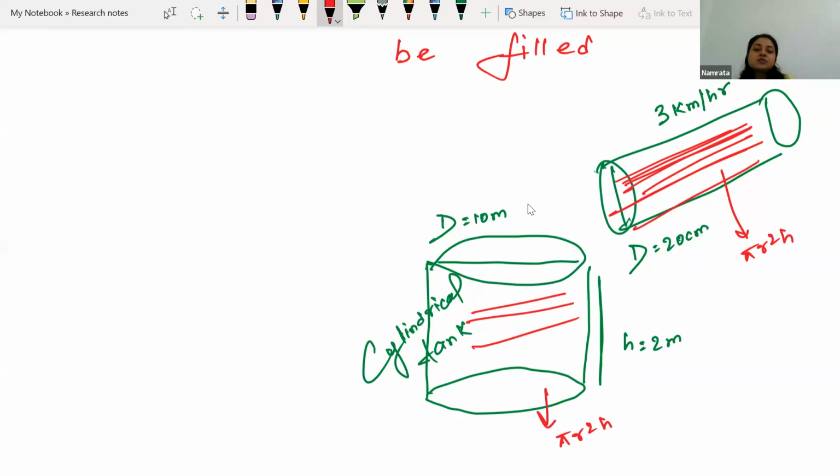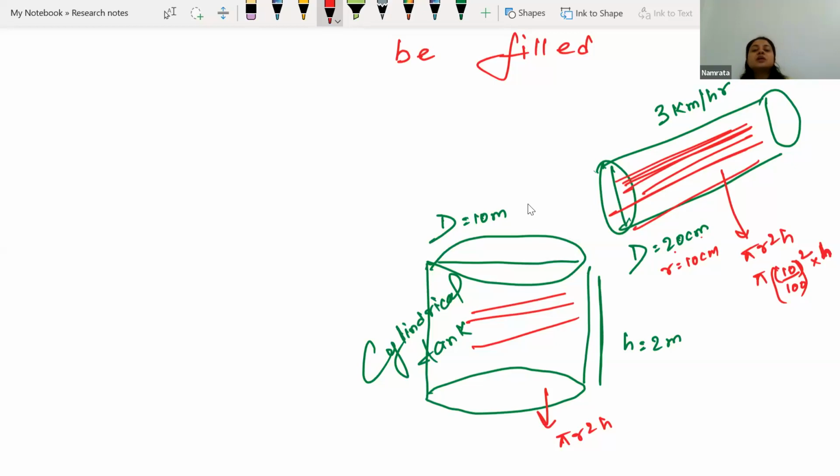Okay. So what is the diameter? Diameter is 20 centimeters, so the radius will be 10 centimeters over here. So let's substitute it. So pi times 10 square. Here also centimeter, meter is there, so be careful. It will be 10 by 100 square into height. We don't know the height, still we don't know the height.